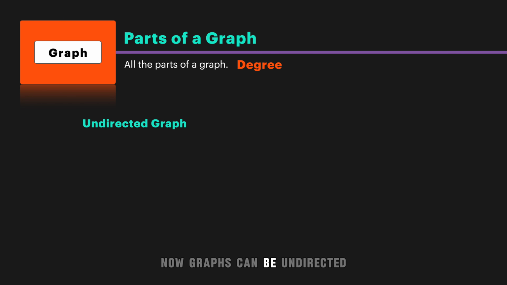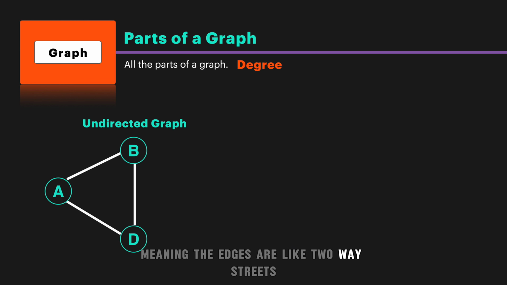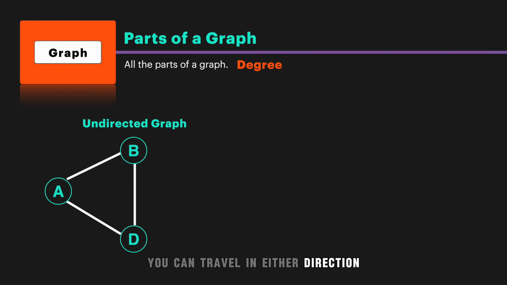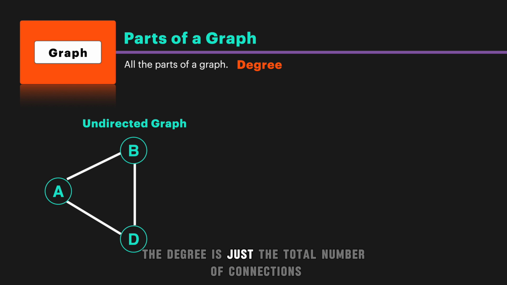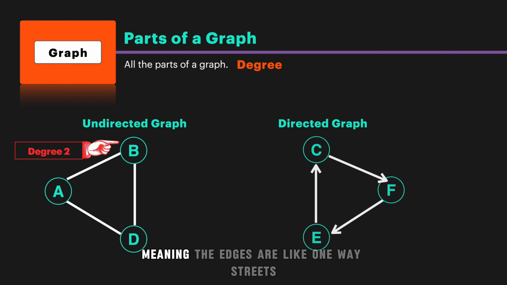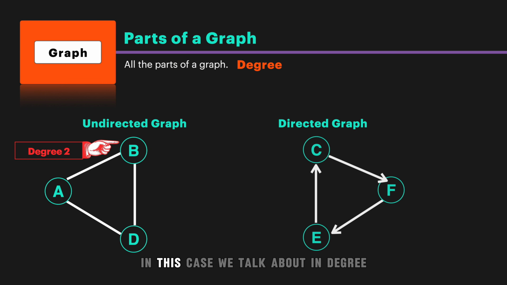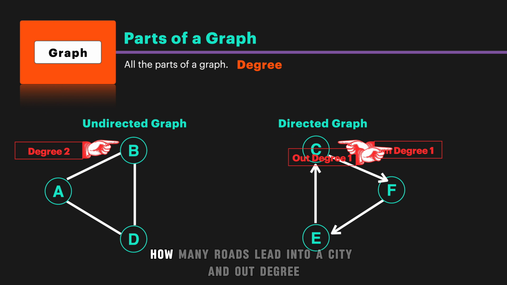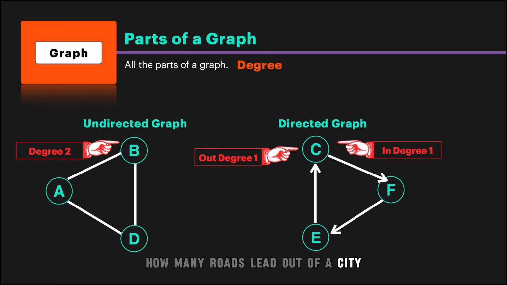Now, graphs can be undirected, meaning the edges are like two-way streets. You can travel in either direction. In this case, the degree is just the total number of connections. But graphs can also be directed, meaning the edges are like one-way streets. You can only travel in one direction. In this case, we talk about in degree, how many roads lead into a city, and out degree, how many roads lead out of a city.